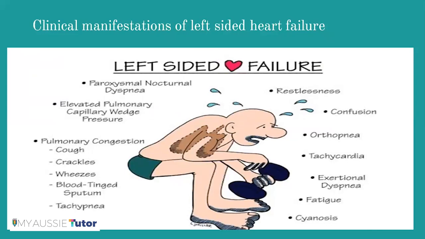wheezes, blood-stained sputum, tachypnea, and elevated pulmonary capillary wedge pressure, and the body is unable to breathe properly. There is orthopnea, tachycardia, exertional dyspnea, fatigue, cyanosis, confusion, and restlessness, because the body is not getting perfused or oxygenated appropriately. So there is hypoxia and hypoxemia as well, which leads to orthopnea, tachycardia, exertional dyspnea, paroxysmal nocturnal dyspnea, restlessness, confusion, pulmonary congestion in the lungs, cough, crackles, wheezes, and fatigue in left-sided heart failure.